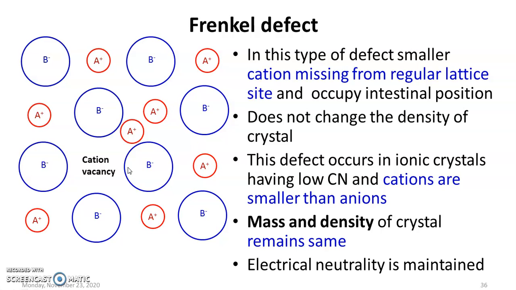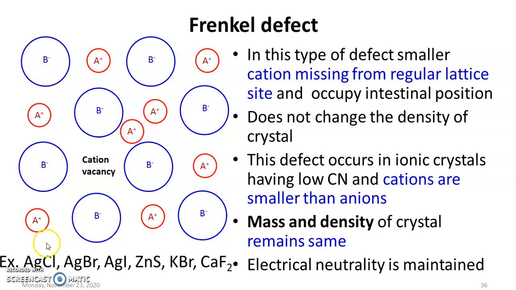Electrical neutrality is maintained because equal numbers of cations and anions are missing in Schottky defect, whereas the dislocated cations exist within the crystal itself in case of Frenkel defect, and therefore there is no imbalance in the positive and negative charges, and electrical neutrality is maintained.